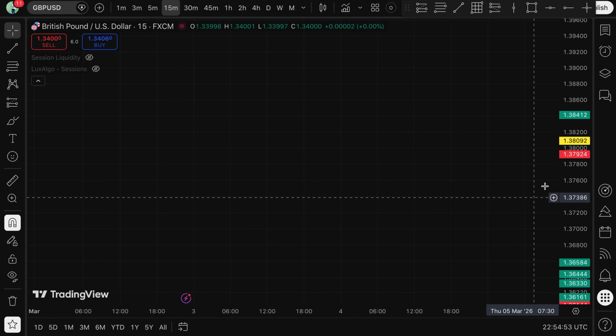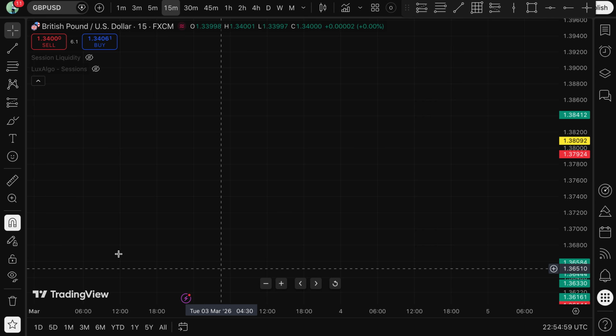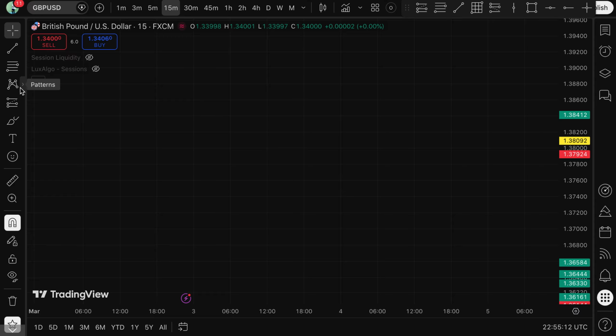So like I said, today we are going to talk about Quasimodo patterns. We have two types of Quasimodo patterns. We have the Quasimodo reversal, and we have the Quasimodo continuation. So let me just sketch out how they look before we dive into the chart to look for examples of them.